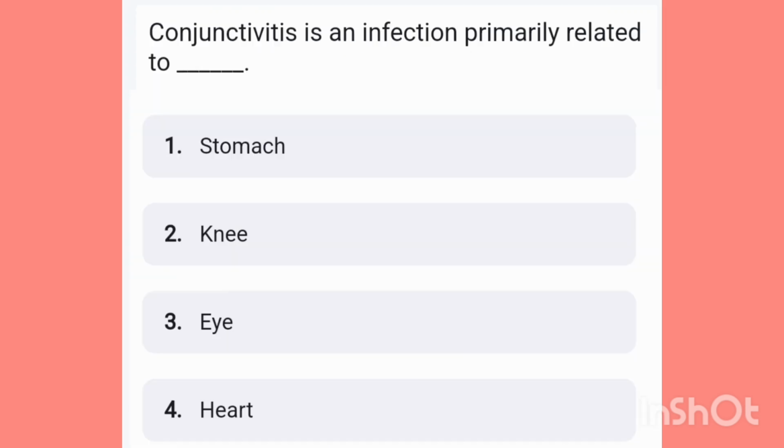Proceed to our next question, that is, conjunctivitis is an infection primarily related to dash. Option number 1, stomach, option 2, knee, option 3, eye, and option 4, heart. So you all know that conjunctiva infection is known as conjunctivitis, and the conjunctiva is this part of our eye. So the correct answer is option 3, that is eye.